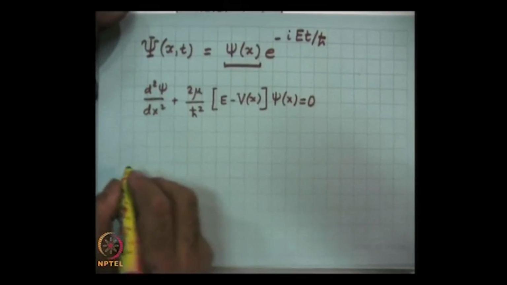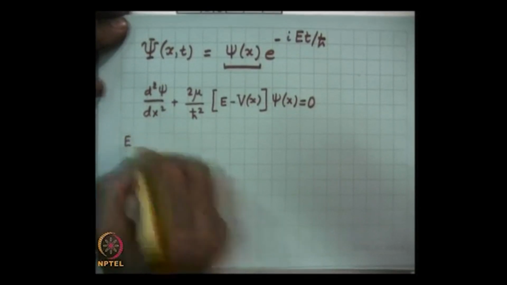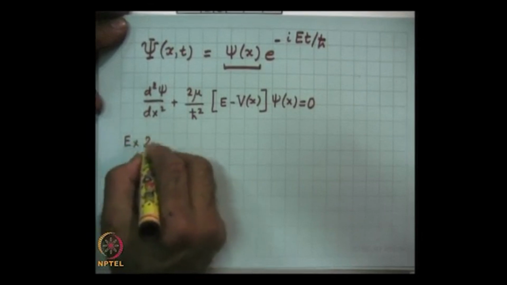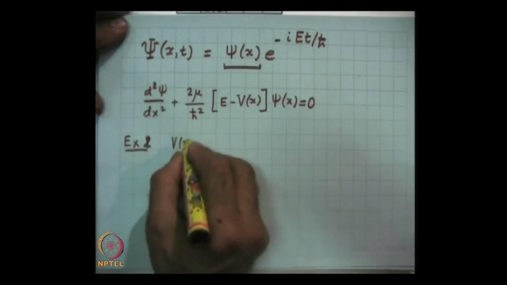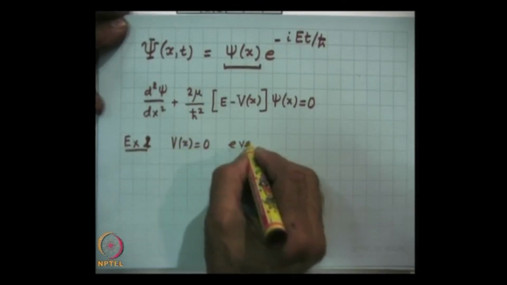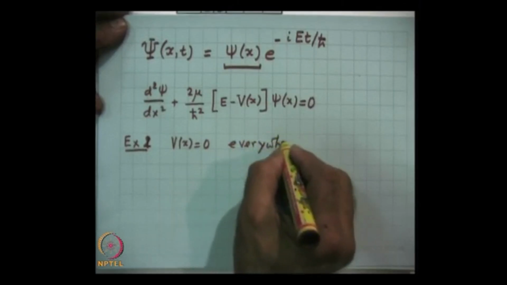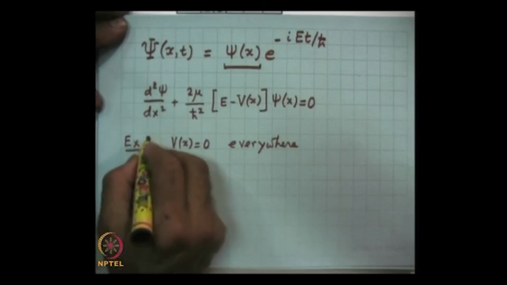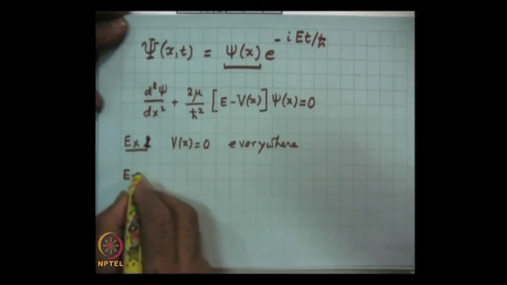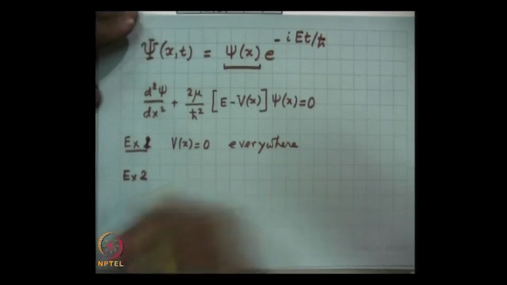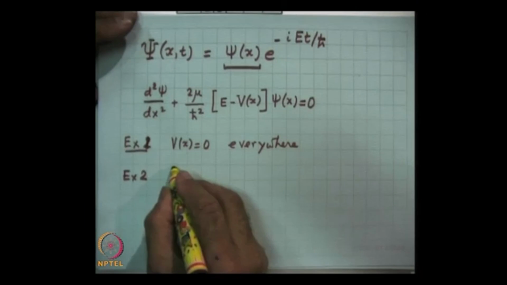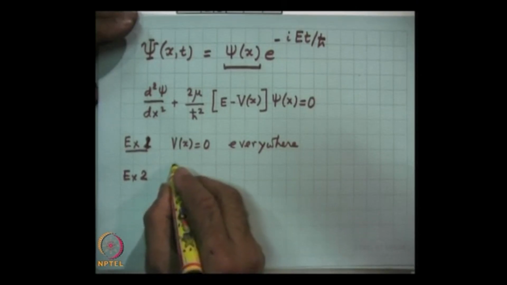So, let me solve the second example. The first example was the free particle problem. The first example that we had solved was V of x equal to 0 everywhere. This was the free particle problem that we had solved in great detail. The second problem that we are going to solve is the particle in a one dimensional box.